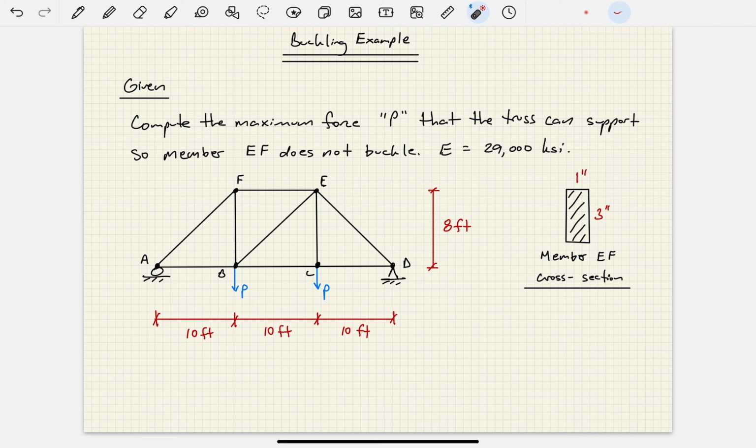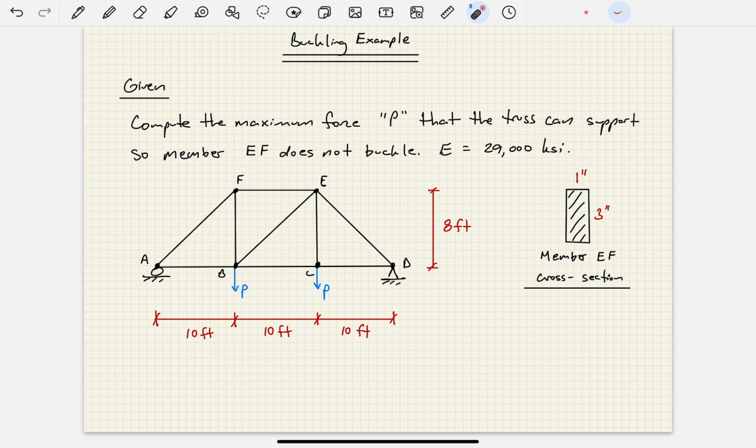In the given information, we're being asked to compute the maximum force P that the truss can support so that member EF does not buckle. And we're being given the modulus of elasticity of the truss members is 29,000 ksi.